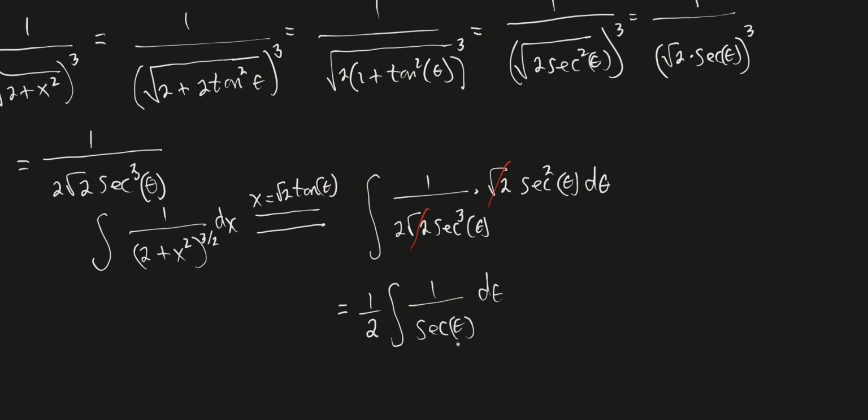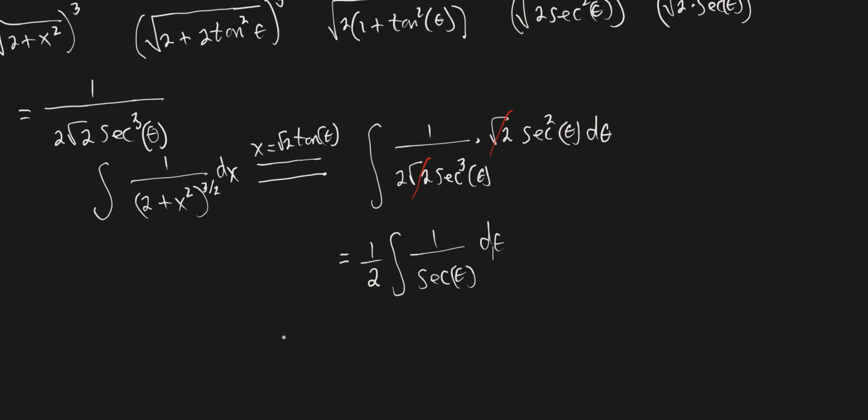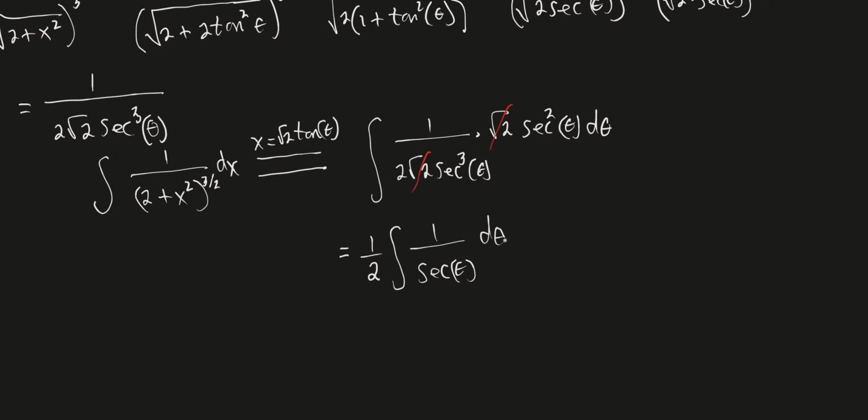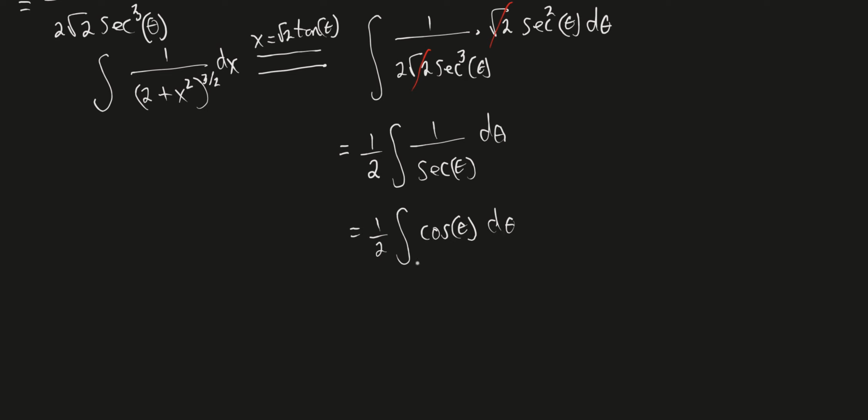And we can improve it even further because 1 over secant is cosine. Right? 1 over secant is cosine. So I'll have 1/2 times the integral of cosine theta d theta. So then I am able to integrate this, and you couldn't ask for a much simpler integral, right? The antiderivative of cosine is sine, so we have 1/2 sine theta plus c, right?